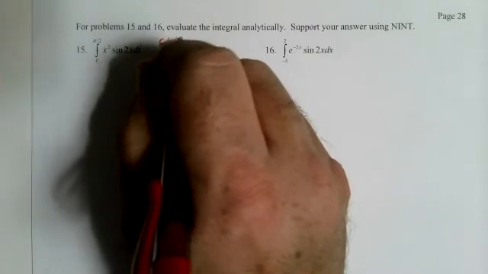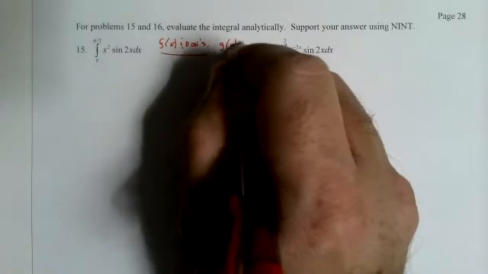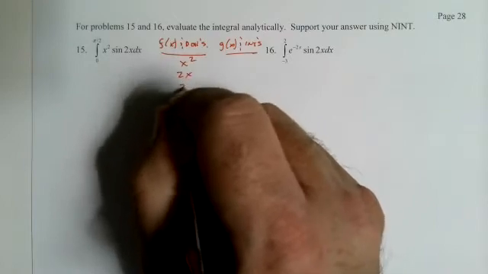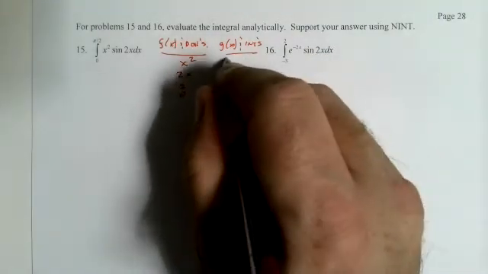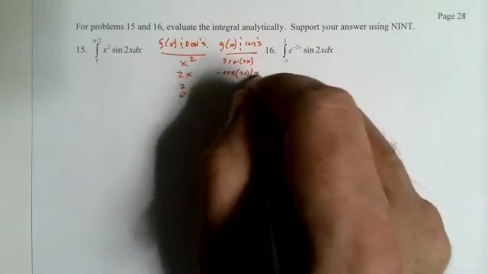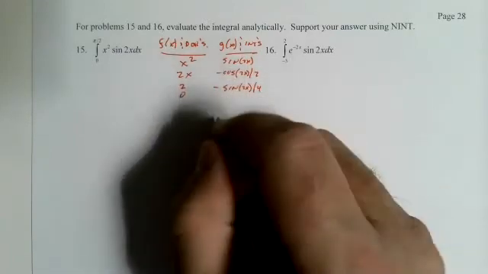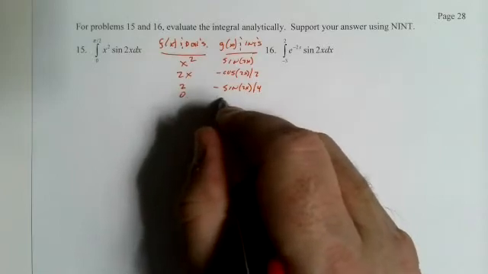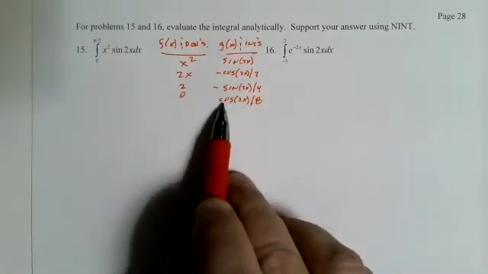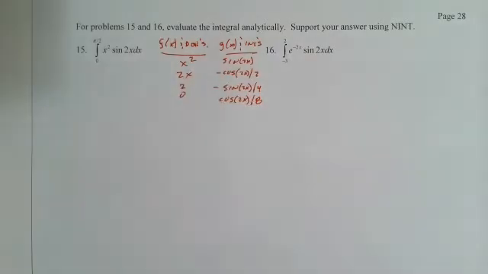f of x and derivatives. g of x and integrals. x squared, 2x, 0. Sine of 2x, negative cosine 2x over 2. Negative sine 2x over 4. Cosine of 2x over 8. Negative cosine, sine, right, sine, right. Okay.